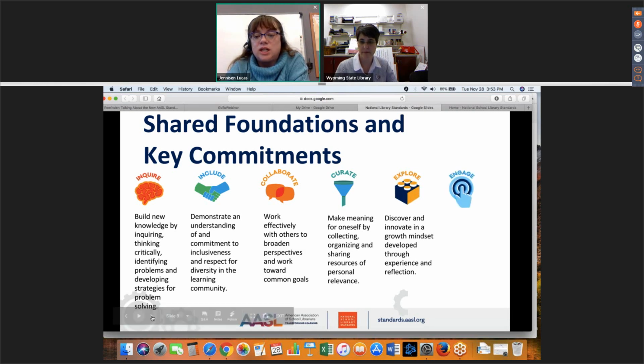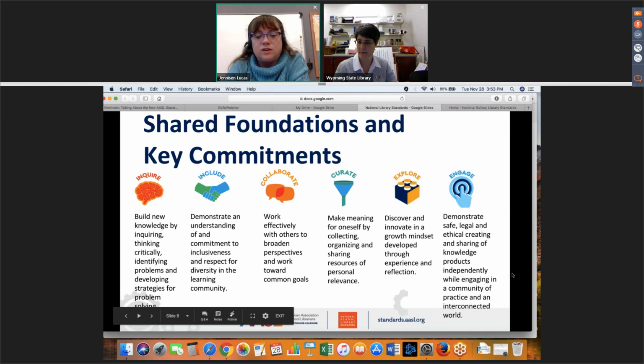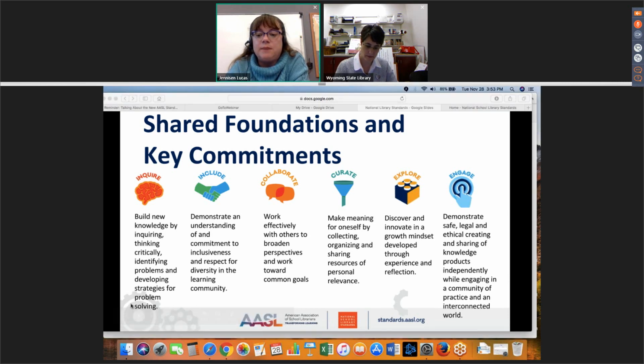And then to engage is demonstrate safe, legal, and ethical creating and sharing of knowledge products independently while engaging a community of practice in an interconnected world. So engage, we immediately think about just being engaged with what you're doing, but that's where they've decided to put that engaging ethically with material. So we're not just going and getting it and playing it, we're using it responsibly, we're evaluating it, we are making sure that we cite things properly, that we get the permissions that we need, because that is stuff that is changing a lot in the world that we live in.